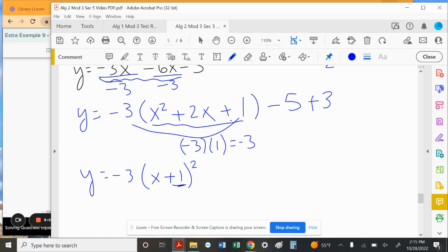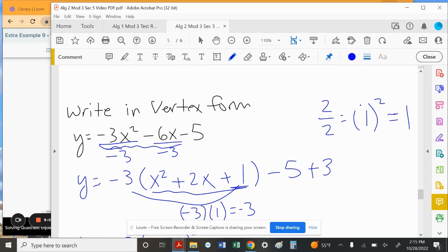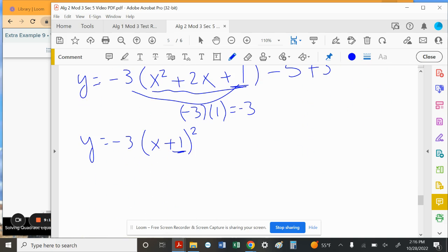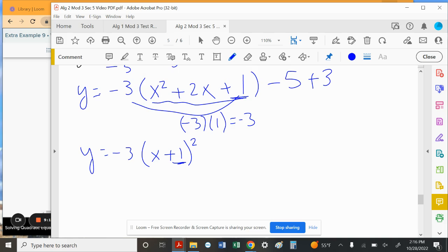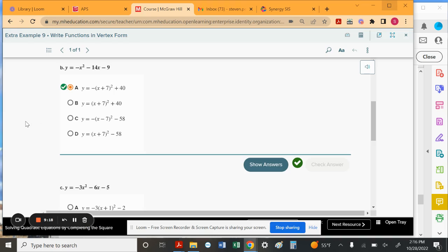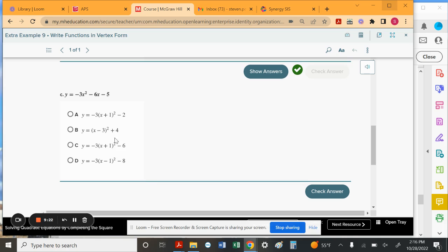This one does not come from here. That one comes from here, right? Even though they're the same one, that's where it comes from. So x plus 1 squared minus 2. So -3, x plus 1 squared. Sorry, -3, x plus 1 squared minus 2. It looks like this is the one. Okay, and we got it.